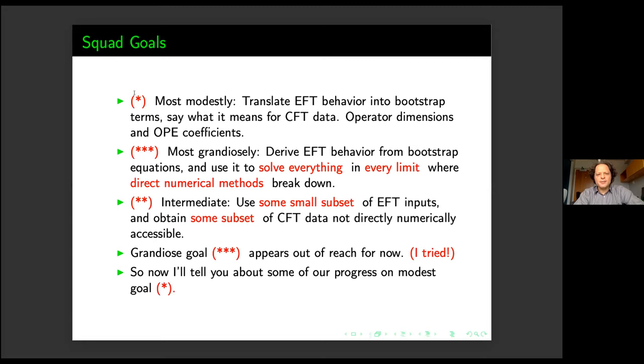So I'm going to tell you about the modest goal of translating EFT behavior into bootstrap terms, saying what it means for CFT data, and then checking via other methods to see how good those approximations are. And the main point I want to drive home is that these large quantum number approximations are phenomenally good where other methods break down, even for rather low values of the quantum numbers.